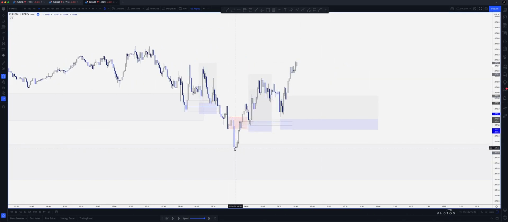So that would be your risk entry down here. That would be your M1 confirmation entry, and then that would have been your double confirmation entry down here. But yeah, you end up not getting in there. Yeah, is what it is.